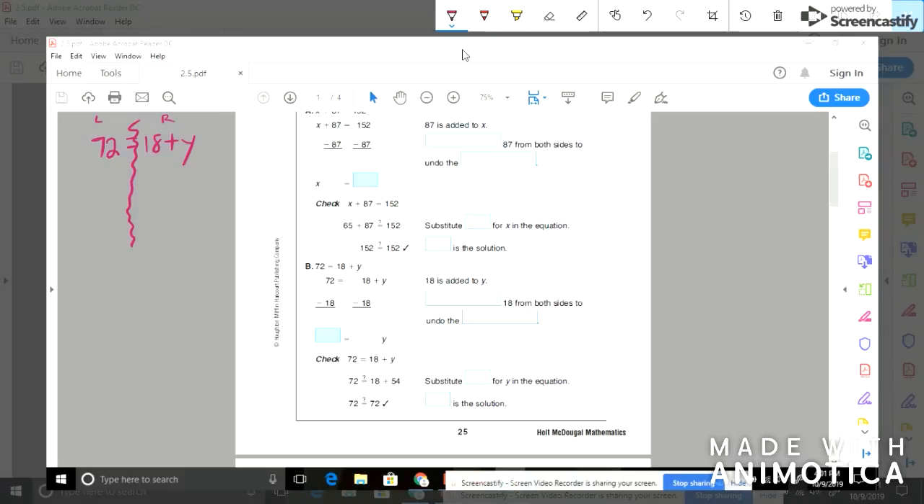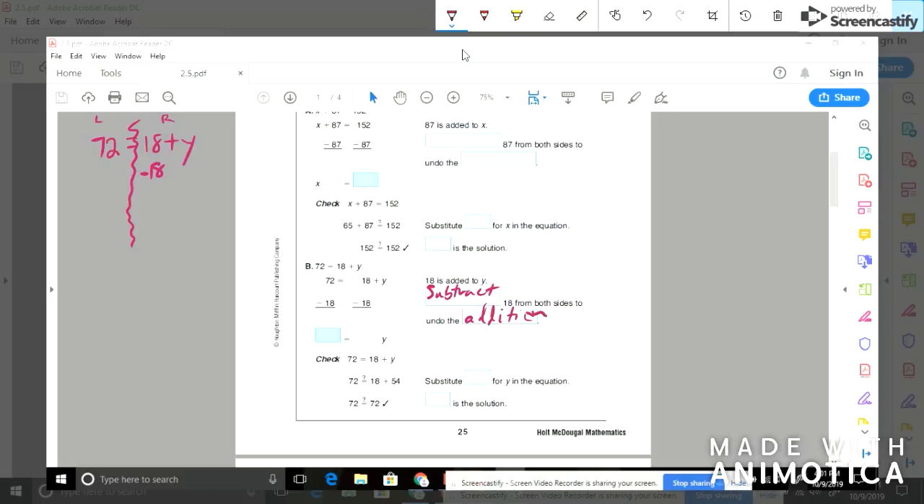Remember, like before, we need to use the inverse operation to be able to solve this. So right now, y is being added by 18. So the opposite of adding 18 would be subtracting 18. Okay, so that will go in the box here: subtract 18 from both sides to undo the addition.